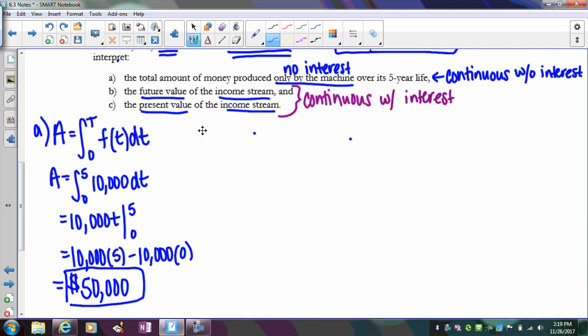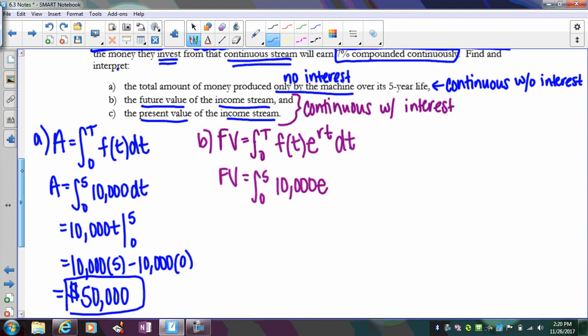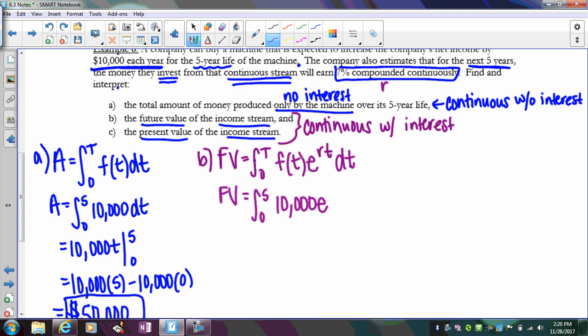The second part is asking for the future value. So the future value formula goes from 0 to t, and now, because there's interest, it's going to be your constant or your function times e to the rt with respect to t. Then we're going to plug everything in. We're still looking at a 5-year time period. We have $10,000 being added, but now we have this interest. My interest was 7%, so that tells me the rate is going to be 0.07.